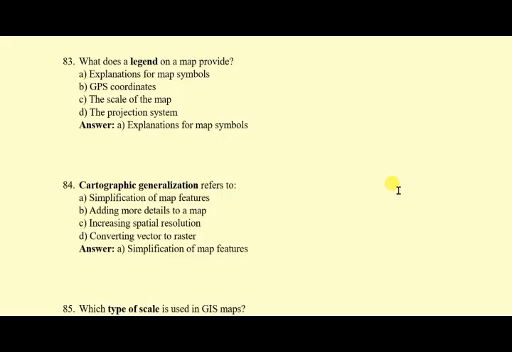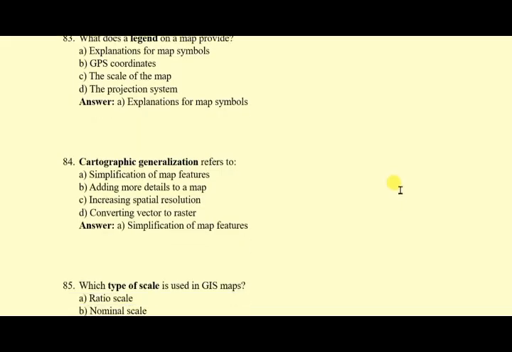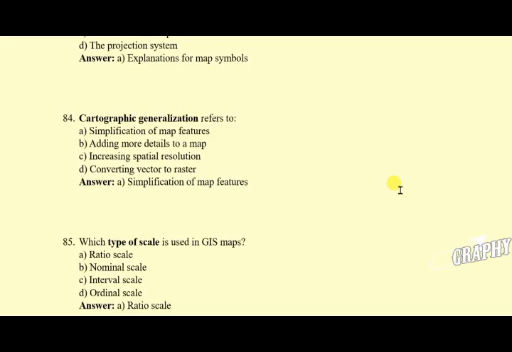84. Cartographic generalization refers to simplification of map features, adding more details to a map, increasing spatial resolution, converting vector to rasters. Right answer will be simplification of map features.